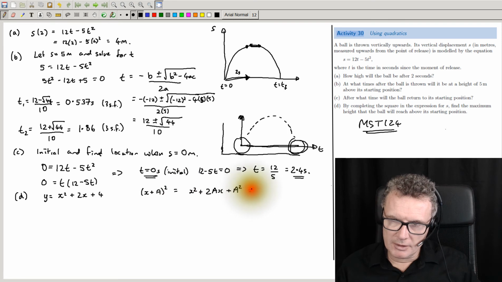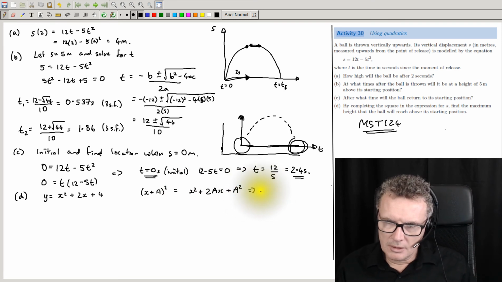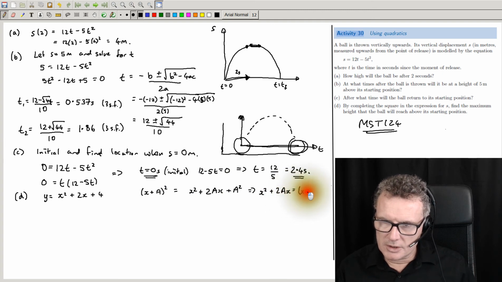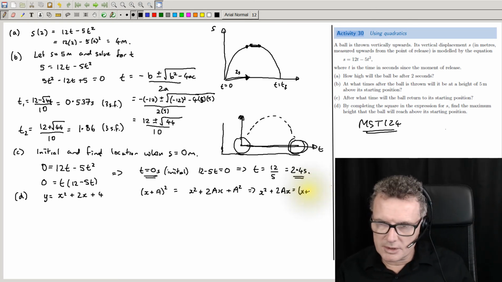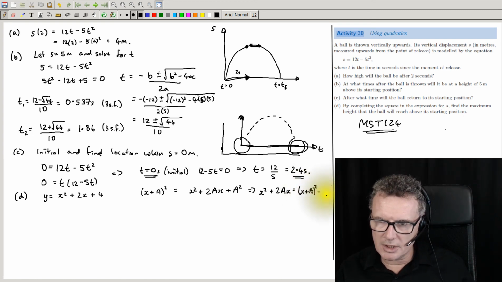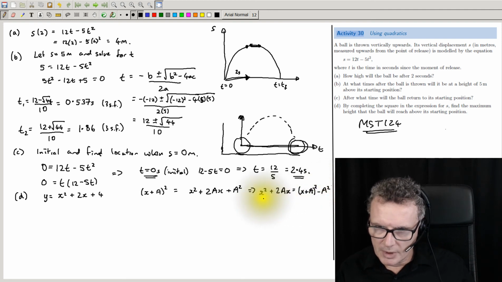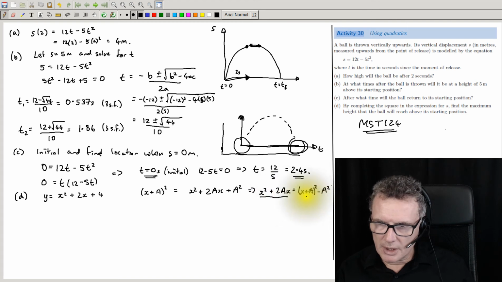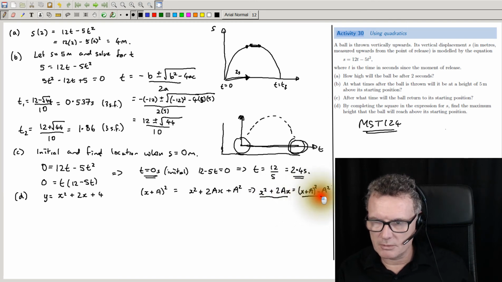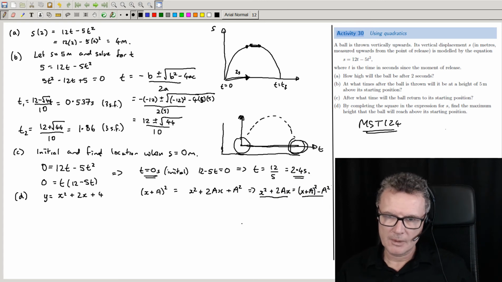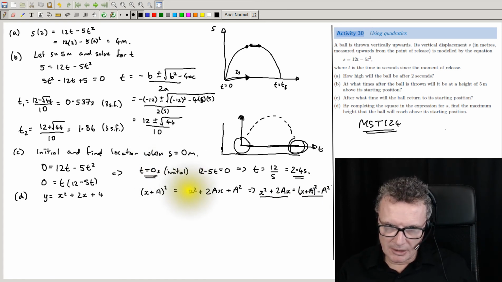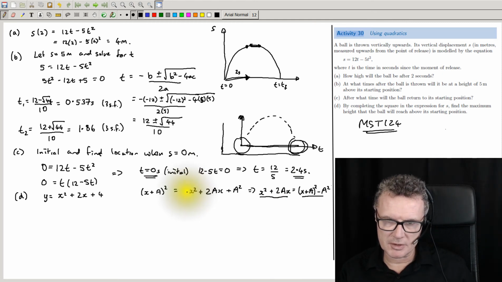So I can rewrite this expression as x squared plus 2ax equals (x plus a) squared take away the a squared. So if I see an expression like that, I can replace it with this expression. But this is predicated on the fact that this is a 1.